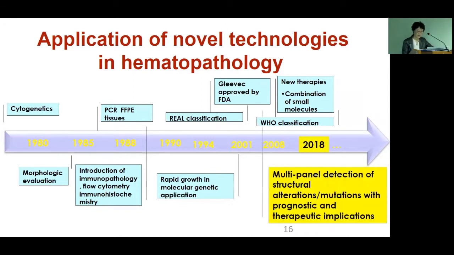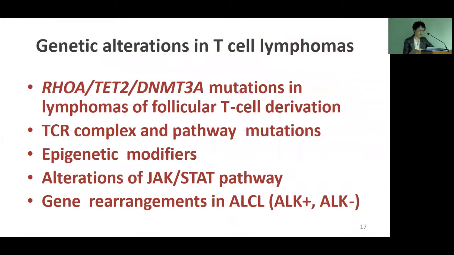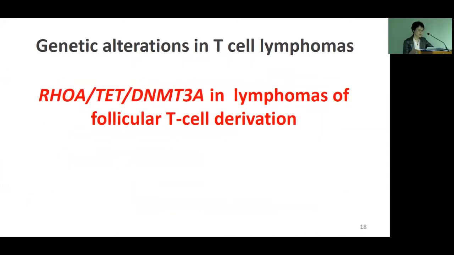And then I think recently the availability of targeted NGS panels for detecting structural alterations or mutations in many tumors from formalin-fixed tissues has contributed to emerging information about the genetic basis of these T-cell lymphomas. So these are the topics that I'm going to be covering relatively briefly in this talk. Mutations that occur in follicular T-cell derivation are those that involve genes called RHOA, TET2, and DNMT3A.